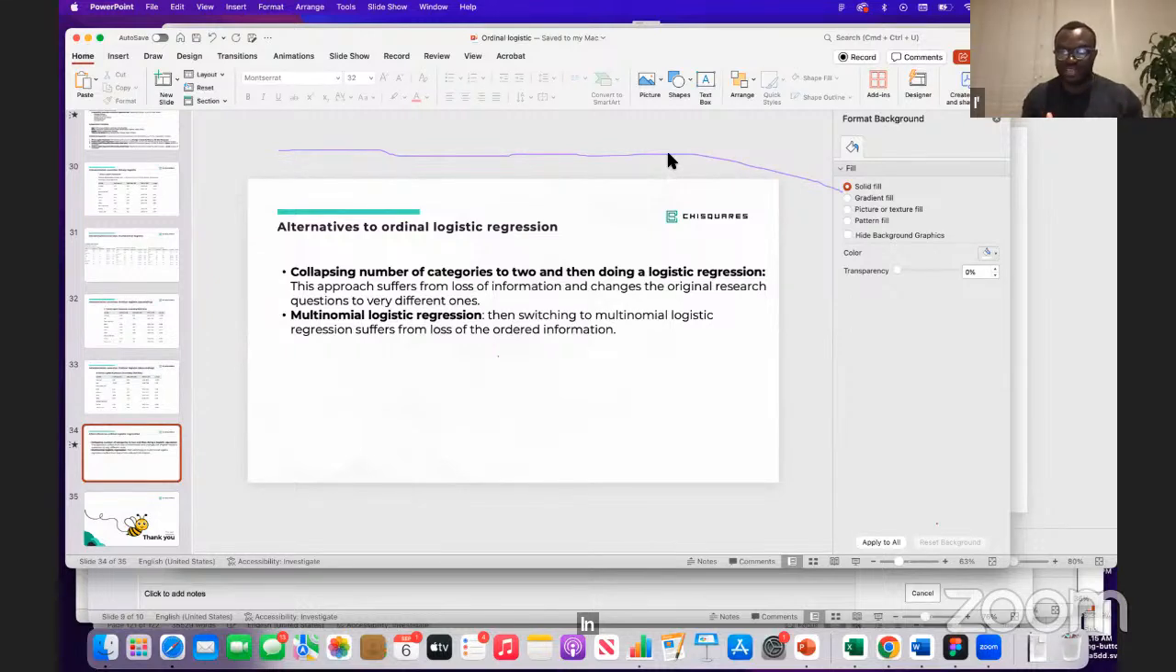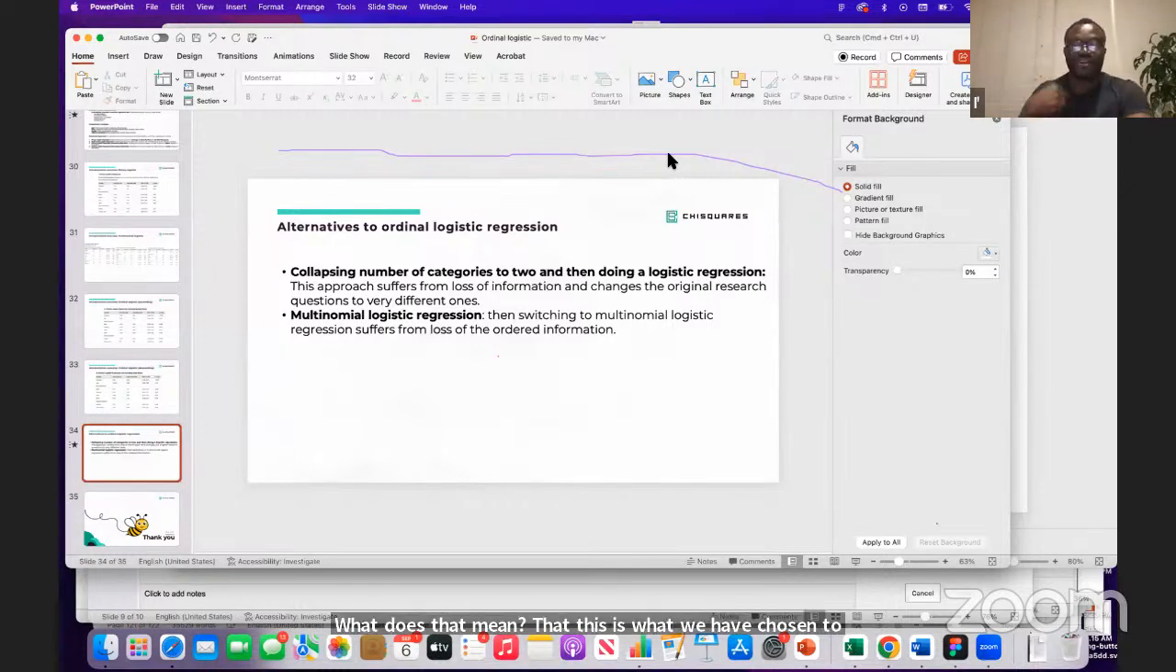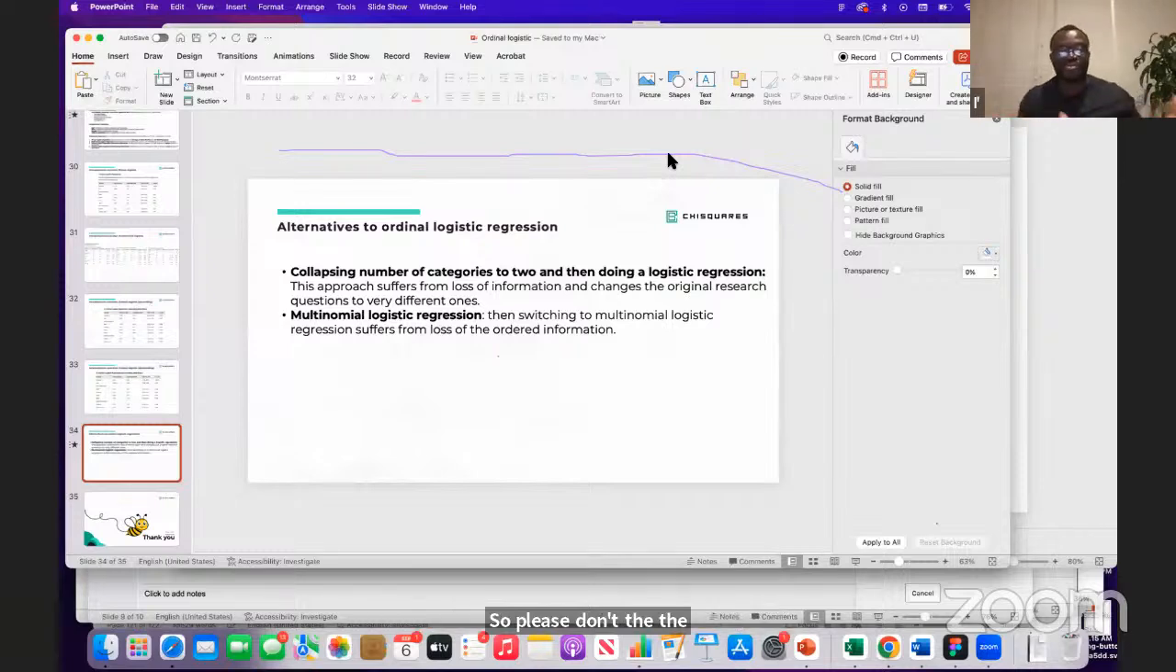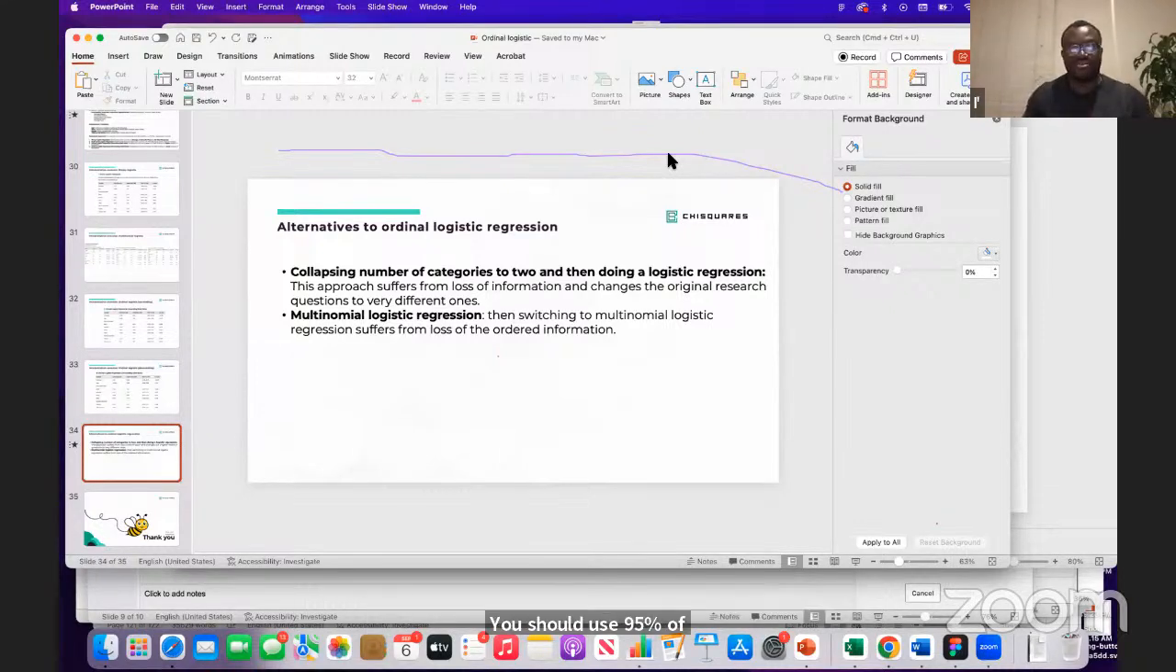So does that mean that it was sent to us by God? No. It means that this is what is traditionally or conventionally used. So the take-home message is not that you choose, oh, I want to work with 75% intervals or I want to work with 85. No, you should use 95% confidence intervals for most of your work.